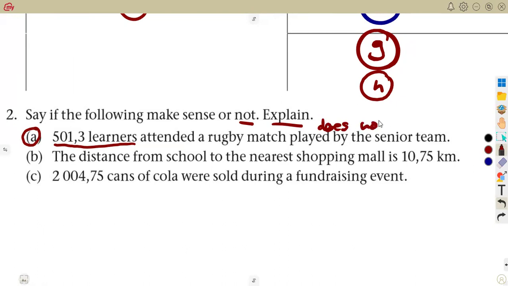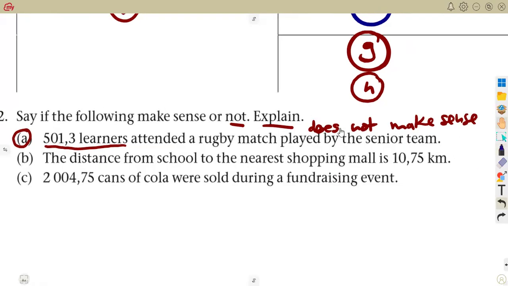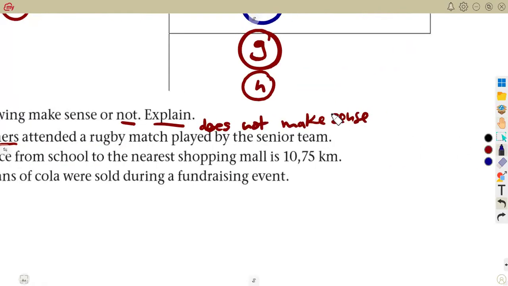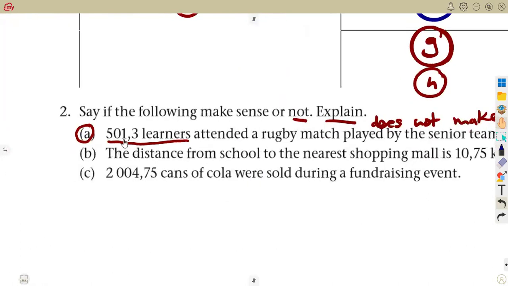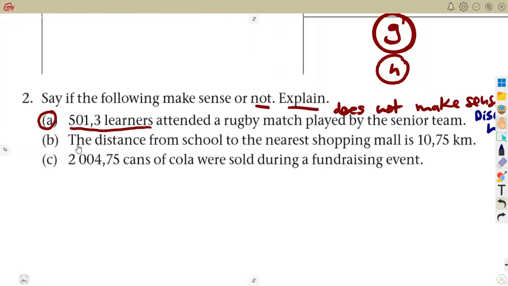Okay, does not make sense. Okay, so the reason is that discrete information cannot have decimals. We talked of what? The discrete information. Thus, discrete information or discrete data cannot have decimals. Or when counting, we cannot have decimals. That's it. When counting, we cannot have decimals.